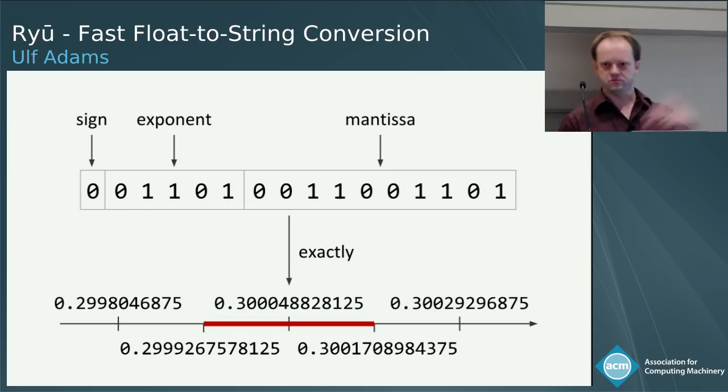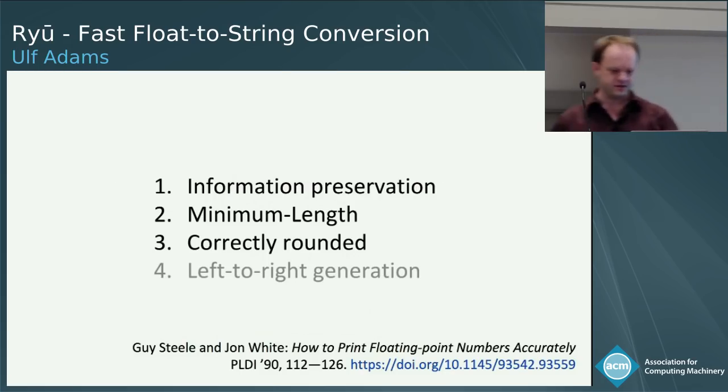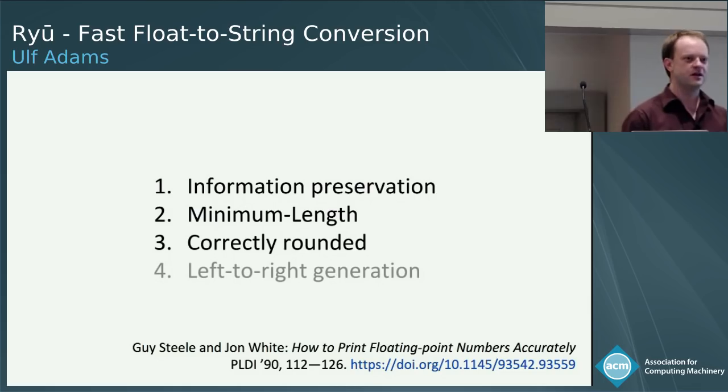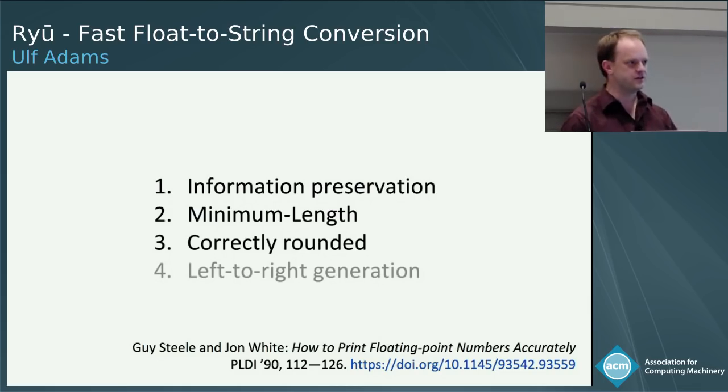All right, so let's get back to the original topic. There is this awesome paper from Guy Steele and John White, which was published at PLDI 1990. They looked at this problem, and they came up with 4 rules about how to print floating point numbers. The first rule is the algorithm has to preserve information. So if you print a number and then you read it back in, you want to get back the original number, exactly, if possible.